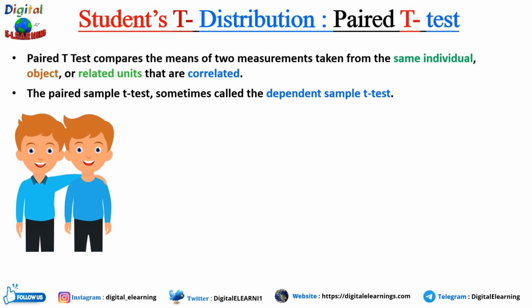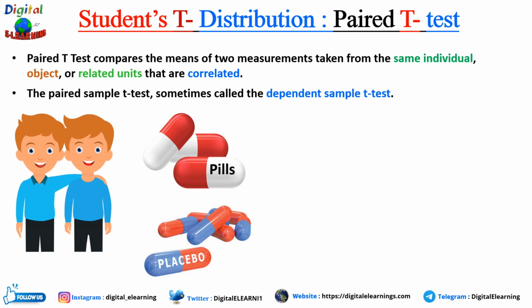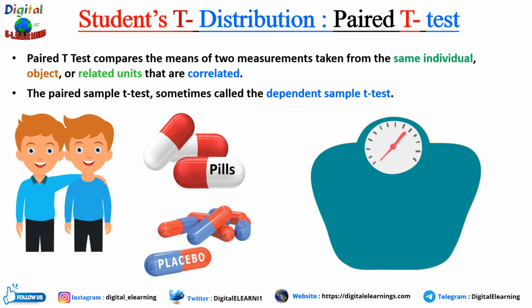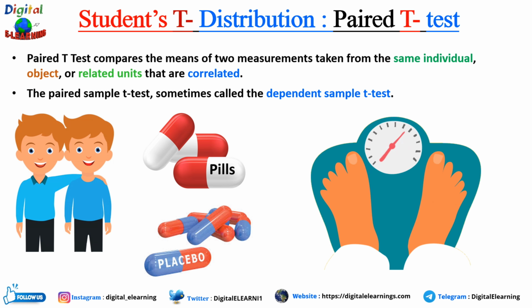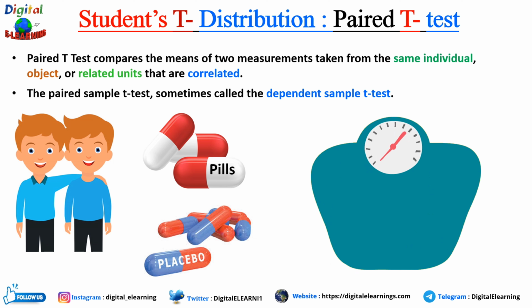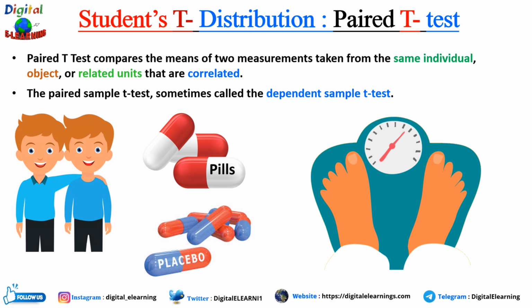Imagine you have identical twins. You want to know if new diet pills will help in weight loss. So you give one twin the pills, another twin the placebo. After a month, you measure their weight. The paired t-test will determine if the difference in the weight loss between the twins is significant, provided all the factors remain the same.